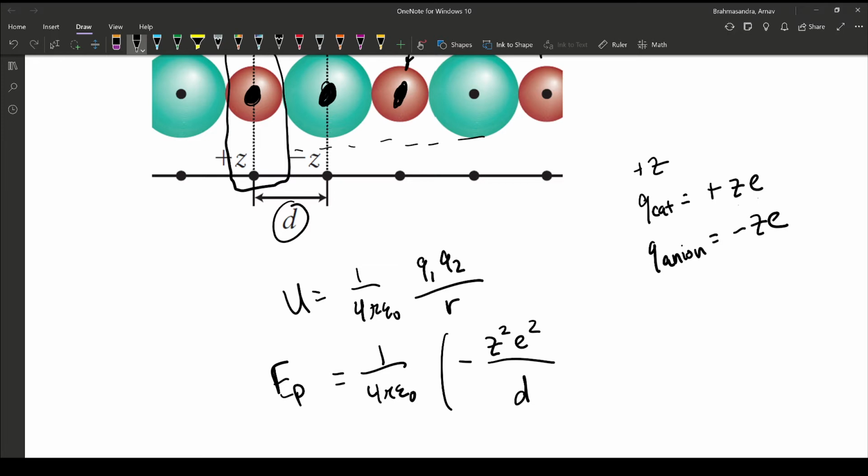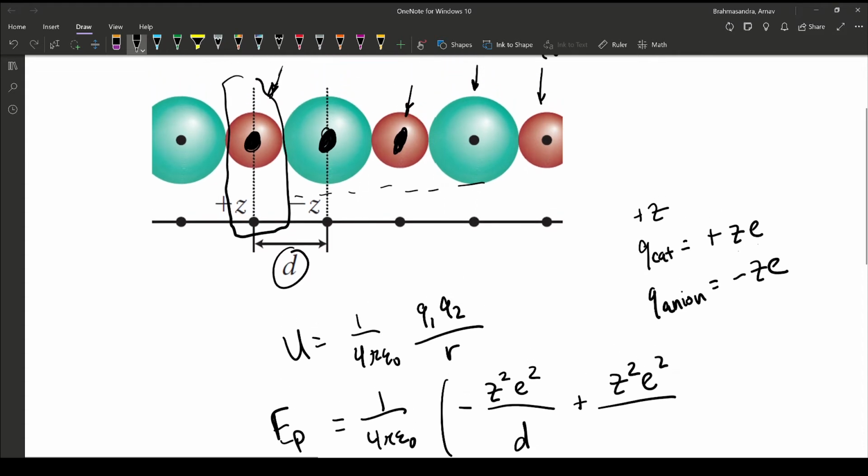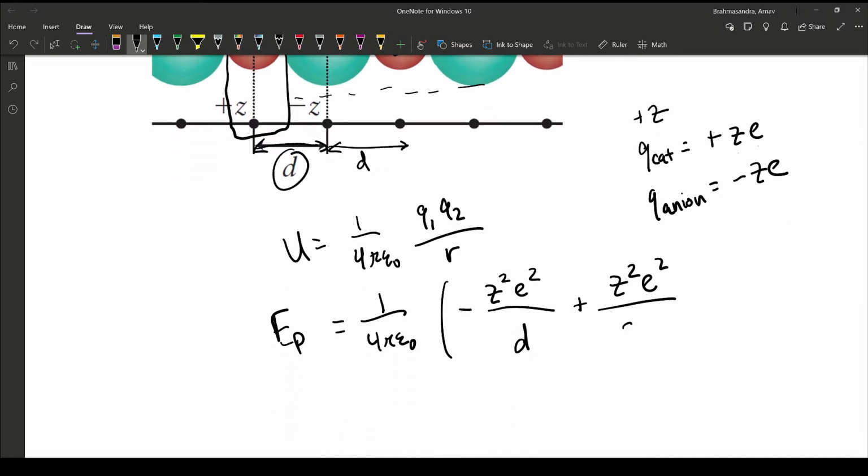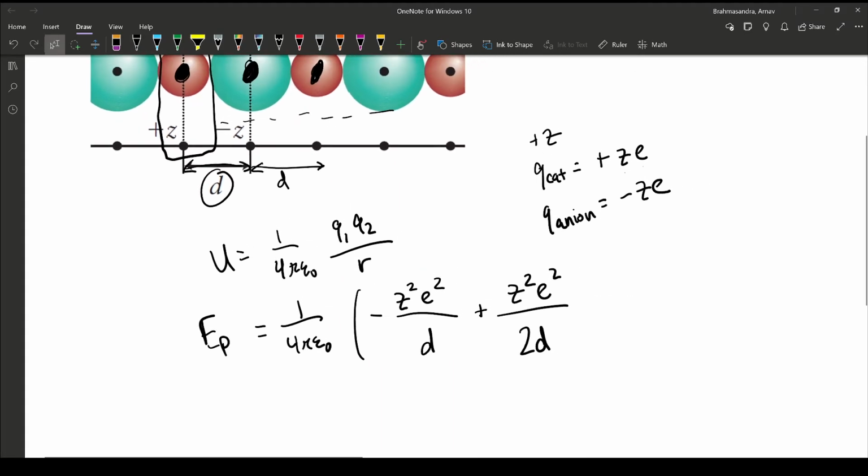So that becomes just positive Z squared E squared, so we have plus Z squared E squared. And then we divide by our distance between the two. What is the distance between the two sodiums, or the two cations? We have our distance here, and we have the distance here. So if we add those two distances between the cations, we get 2D. And you can sort of see a pattern now. We can do one more.